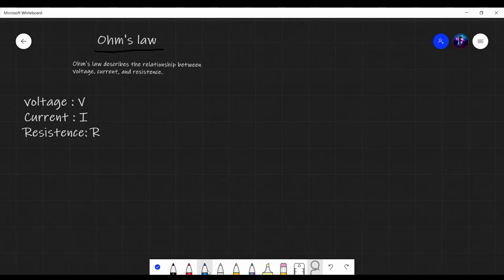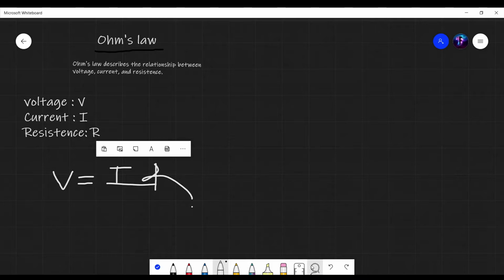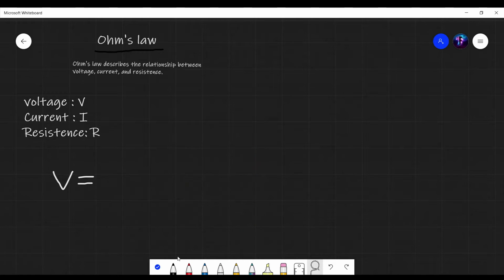And I am going to show you the formula for Ohm's law. So Ohm's law is V equals I R. Sorry, my mouse wasn't working that time. V equals I R. There you go, that's better.